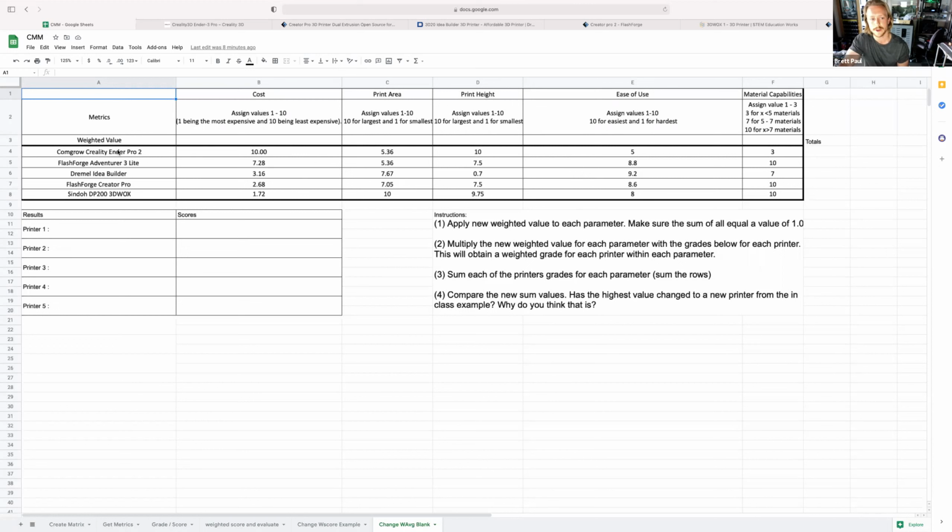sum. You're going to work with the first printer here and sum across each of those values that you've come up with. And at the end, you're going to see if the results are the same as what we had before, or if maybe a printer has swapped places with another based on your weighted value change. Cool? Any questions there? Yeah, Dana.